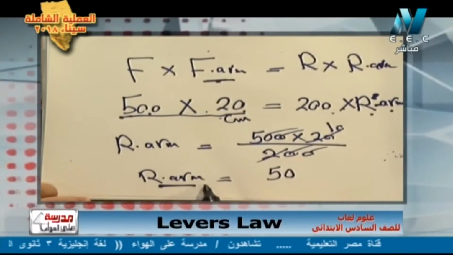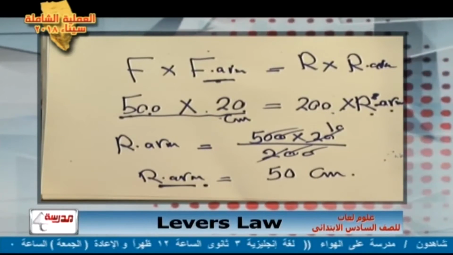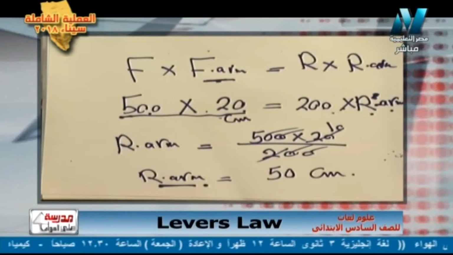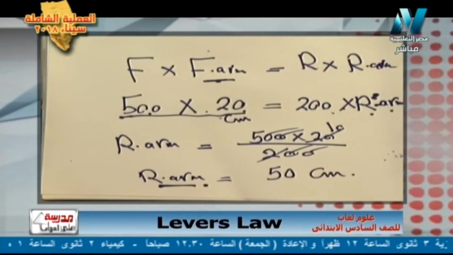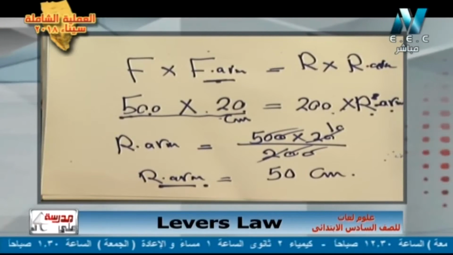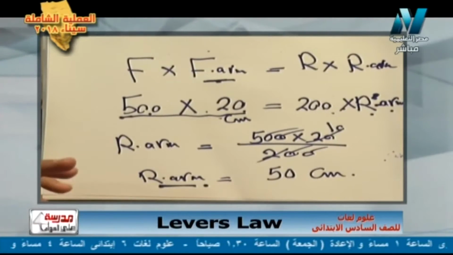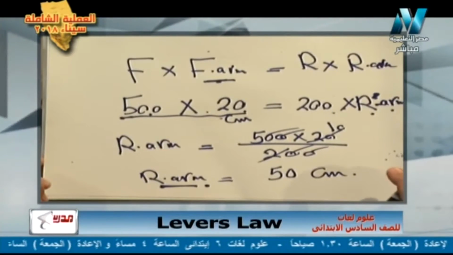So the resistance arm is the same unit, 50 centimeter. Okay? So this way, I can solve any problem of the lever law easily and simply if I only write the law, extract the values from the problem, and find the absent or demanded value. So surely there is only one value that is missing, and I am asked to find it.